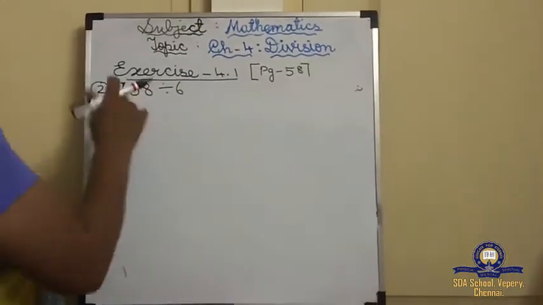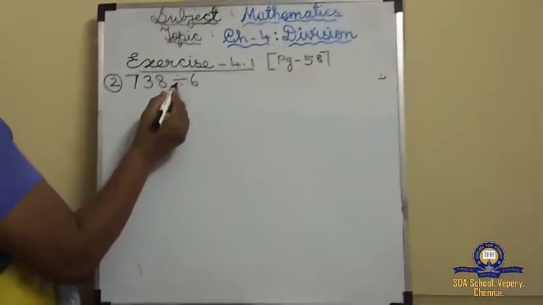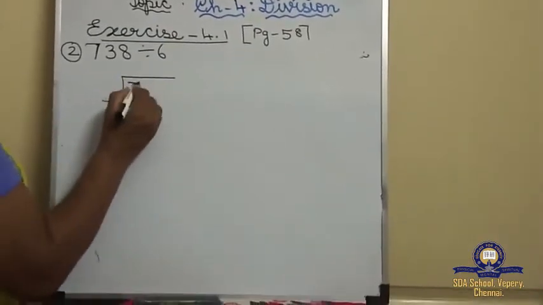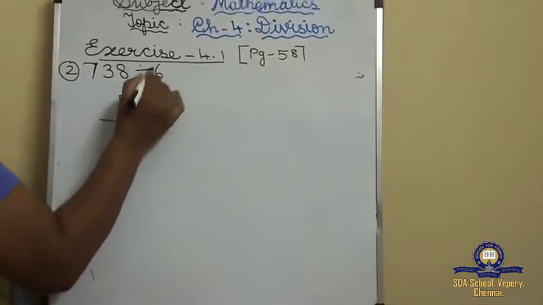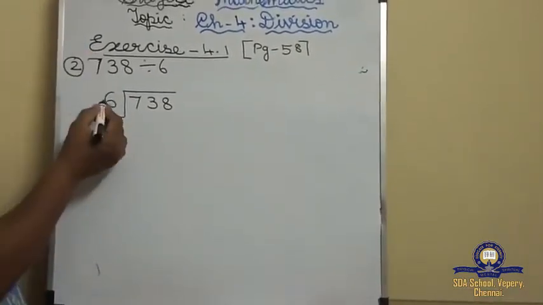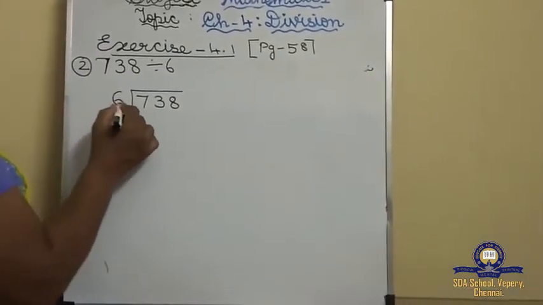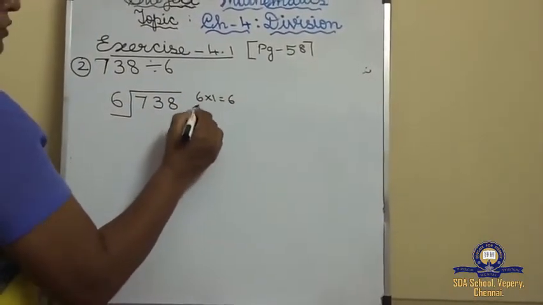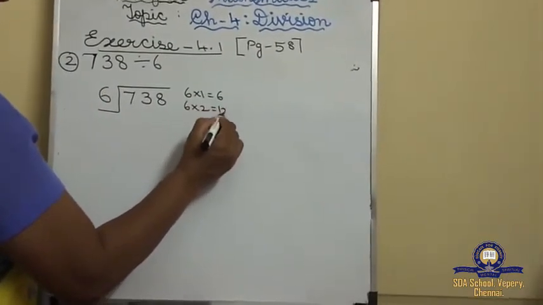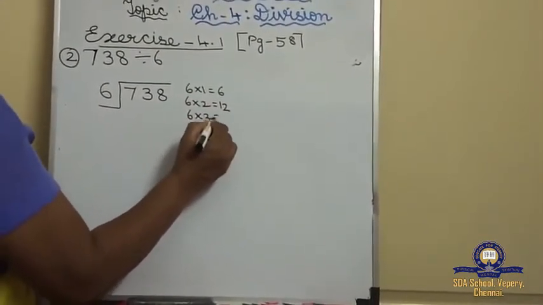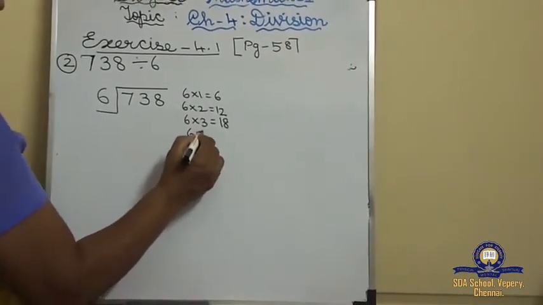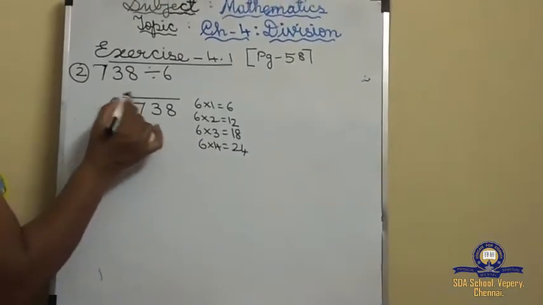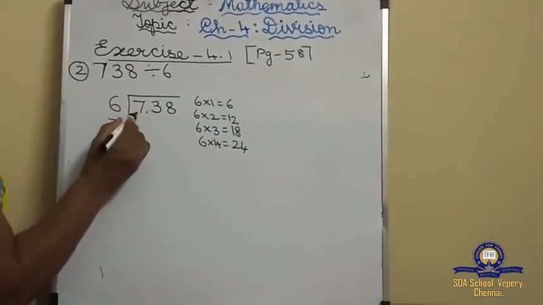Okay children, we'll see the second sum. 738 divided by 6. So what we have to put here? The dividend you have to write inside and the divisor 6 you have to write here. Okay, so here what tables we have to tell children? 6 tables. See, 6 1 is 6, 6 2s are 12, 6 3s are 18, 6 4s are 24. So if you want we can write later. Now 7 is bigger than 6. So first we are going to take only one digit.